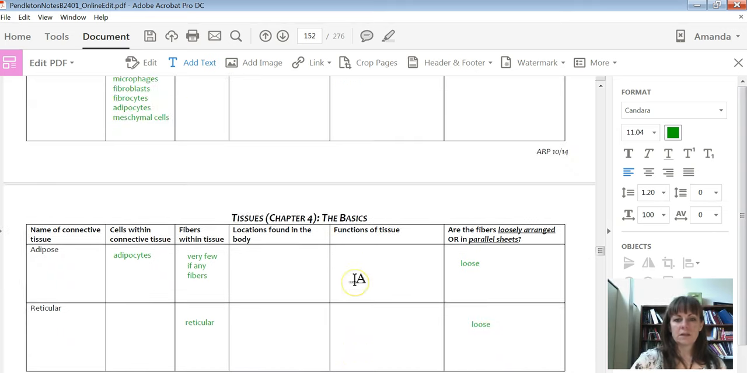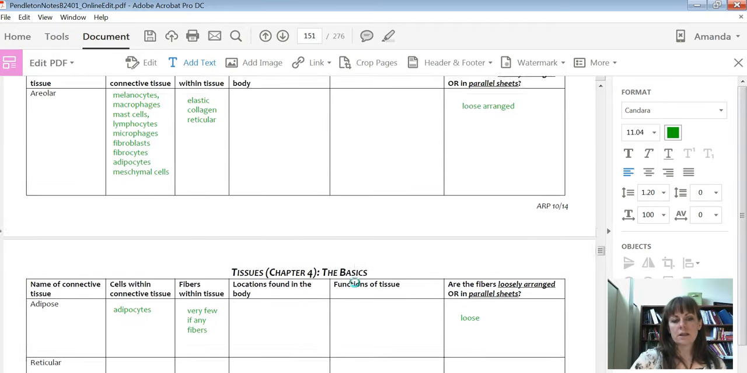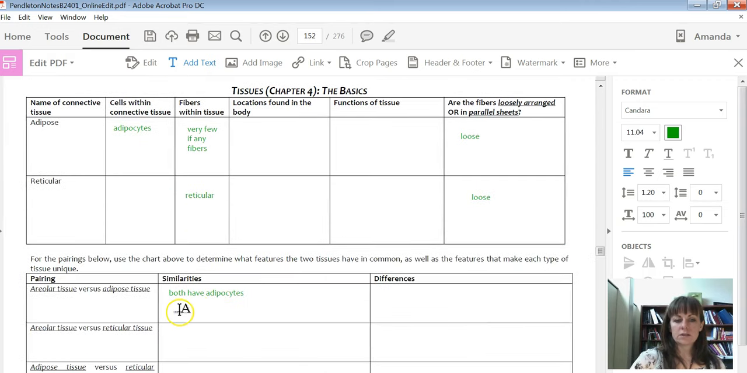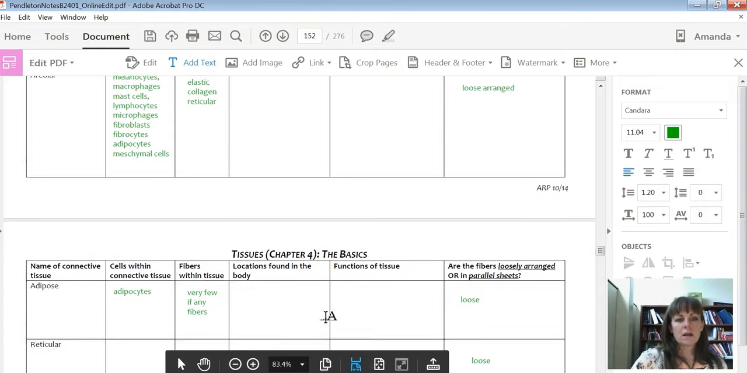So that could be a similarity. If you look in the tables, you'll find that the locations and functions are unique. And so the other main similarity is that they're loosely arranged, a loose arrangement of fibers. Okay.